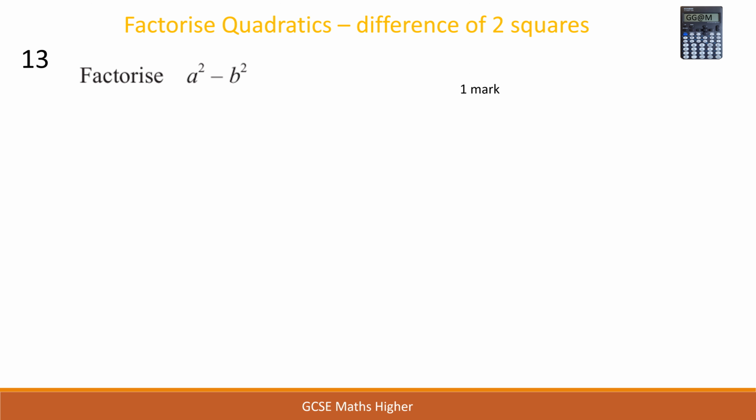This is a question on factorising quadratics using the difference of 2 squares. You will spot that it's the difference of 2 squares because there will be 2 terms and both terms will be square numbers. Remember, it's the same in each bracket and one bracket is plus and one bracket is minus, and you take the square roots of each of these terms of the a squared and the b squared to work out what is in each bracket.